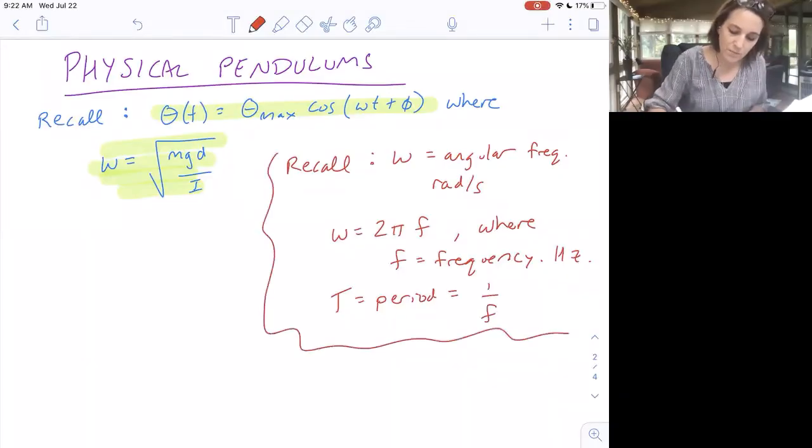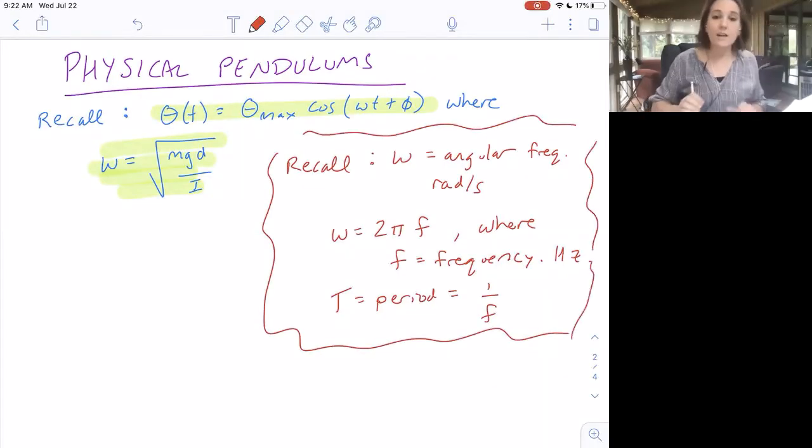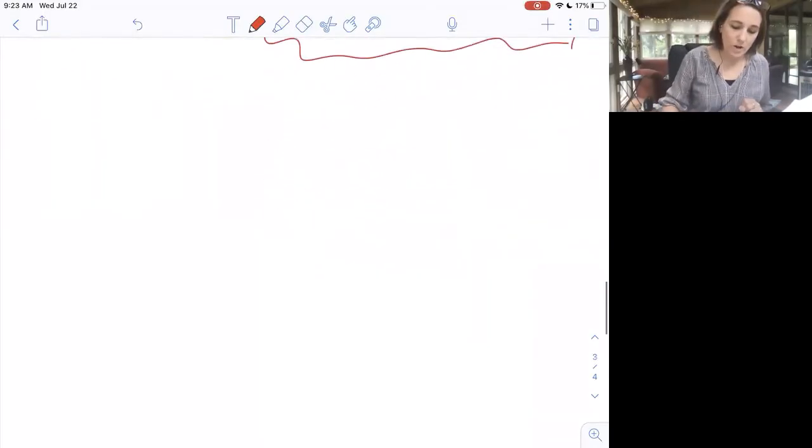So that's just something to keep in the background as you're trying to solve problems, because you might be asked for the frequency, the angular frequency, or the period, and you have to be able to move between them. As long as you know one, you can calculate all of the others. All right, so we'll focus on how to calculate omega.